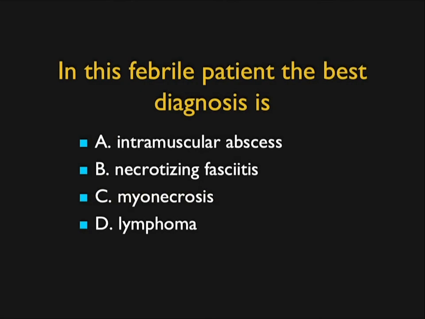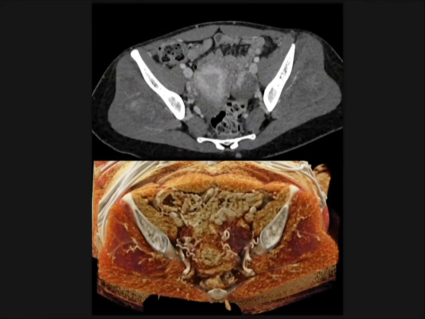In this febrile patient, the best diagnosis is, when you're looking at the axial images, you can see the gluteus medius muscle looks enlarged, and there's high density within the muscle. There are ovarian cysts, and there's fluid in the uterine cavity. And then when you look at the cinematic, look at the differential enhancement and texture changes in the gluteus medius muscle. The muscle's enlarged, increased attenuation zones present.